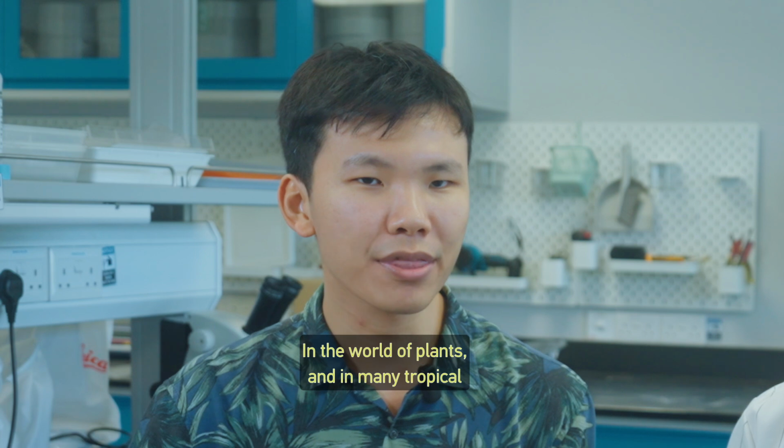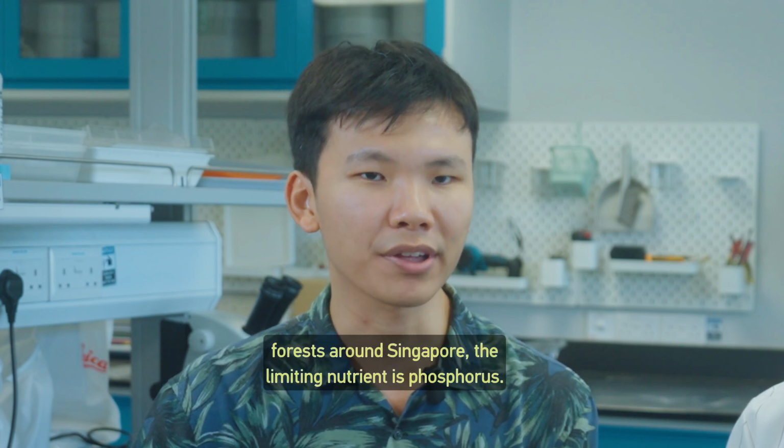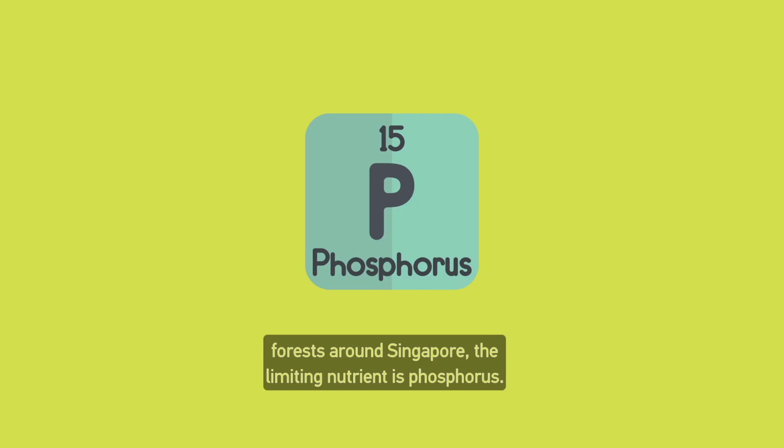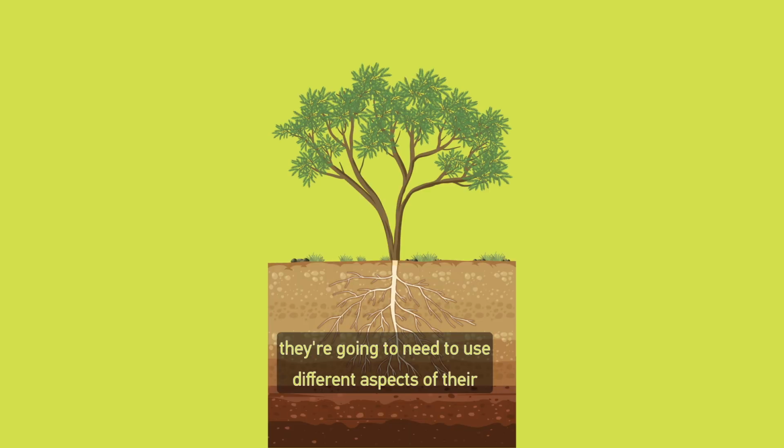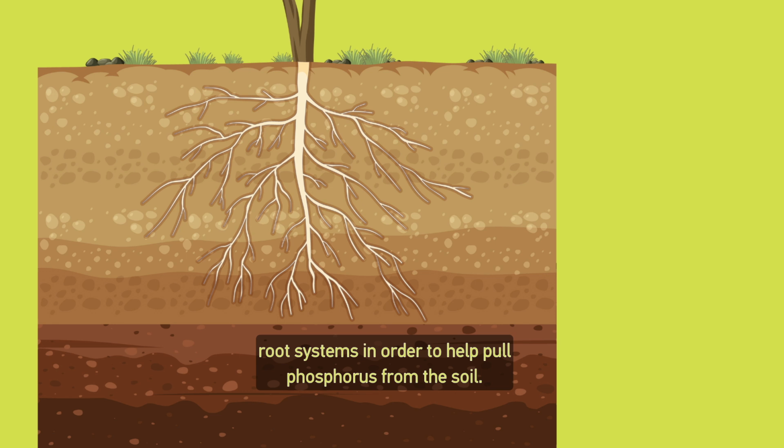In the world of plants, and in many tropical forests around Singapore, the limiting nutrient is phosphorus. And in order for plants to get sufficient phosphorus in nature, they're going to need to use different aspects of the root systems in order to help pull phosphorus from the soil.